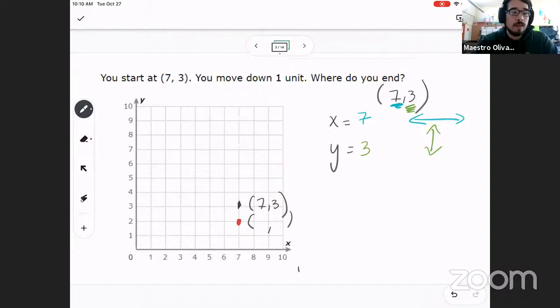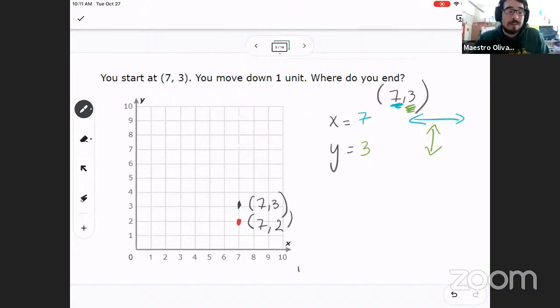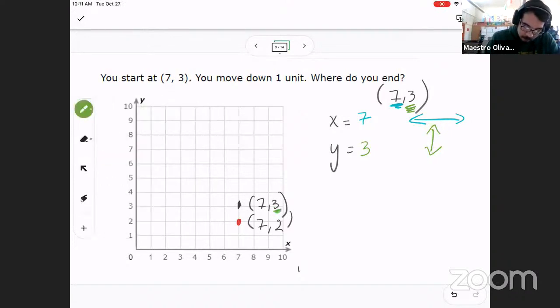Irista, can you unmute yourself and tell me why it's (7, 2)? By the way, you're correct. But can you just tell me why it's (7, 2)? It's (7, 2) because you were supposed to move down 1 unit. Ah, okay, thank you. So Irista said, we're only moving down by 1, so the 3 becomes a 2, right? Since we're moving down by 1, the 3 becomes a 2. Beautiful. Any questions? Okay, let's move forward.